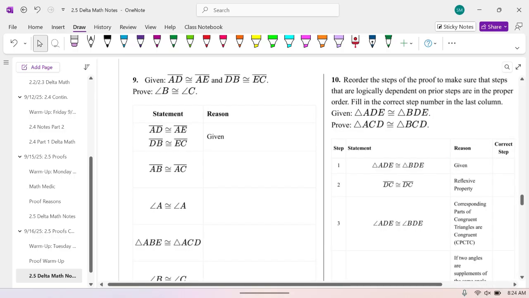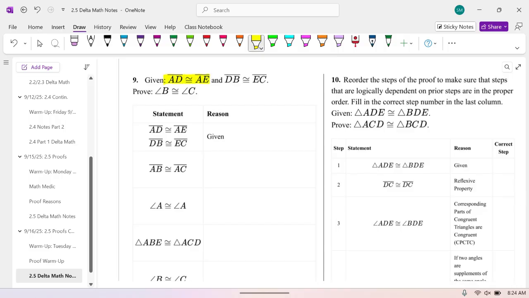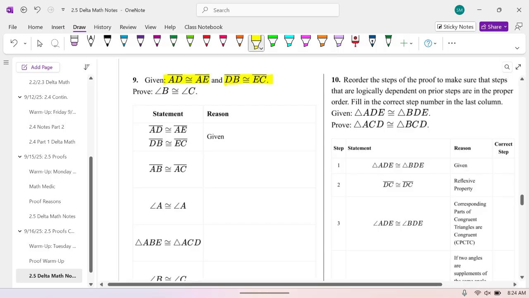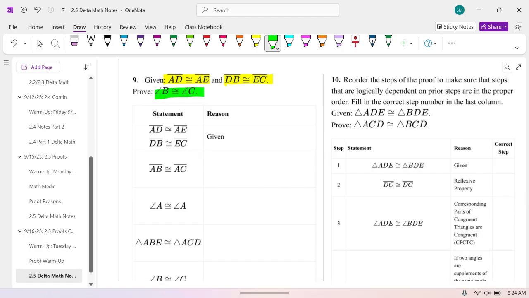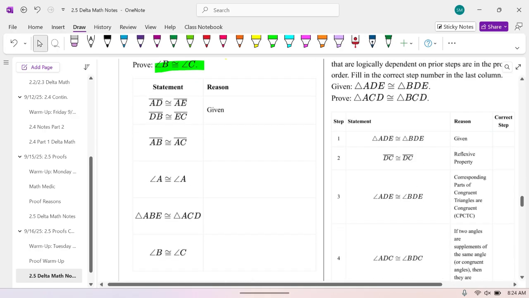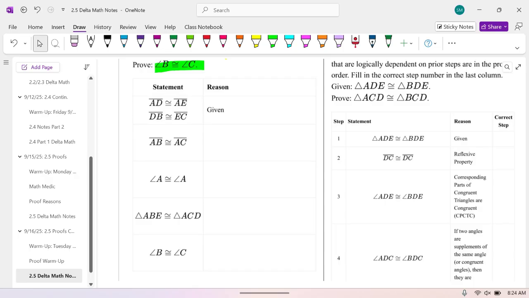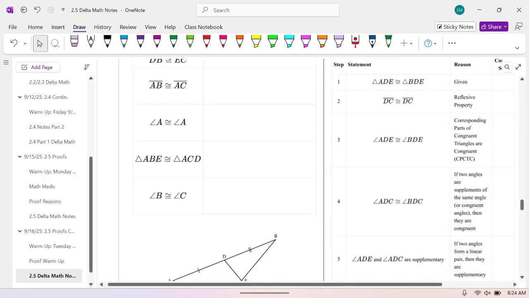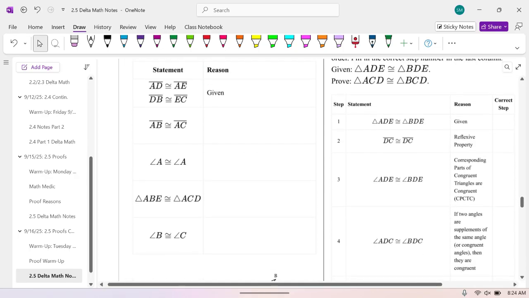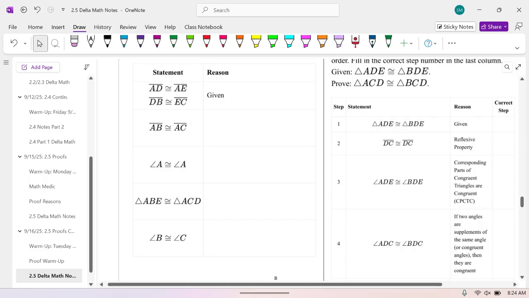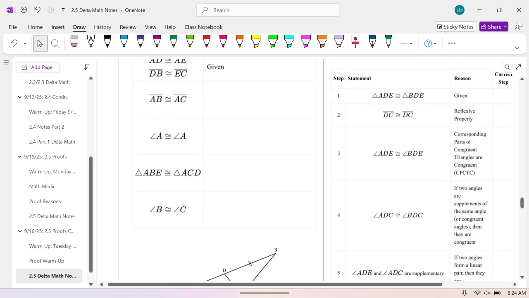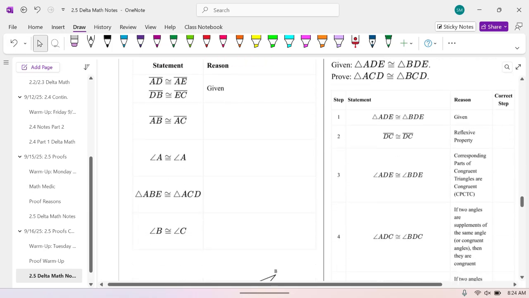All right, number 9. If AD is congruent to AE and DB is congruent to EC, prove that angle B is congruent to angle C. So they already did the proof for us. They just didn't give us the reasons of why all the statements are true. So we're going to go through each of these statements and come up with a reason for it. Okay? So first things first, we have our givens.